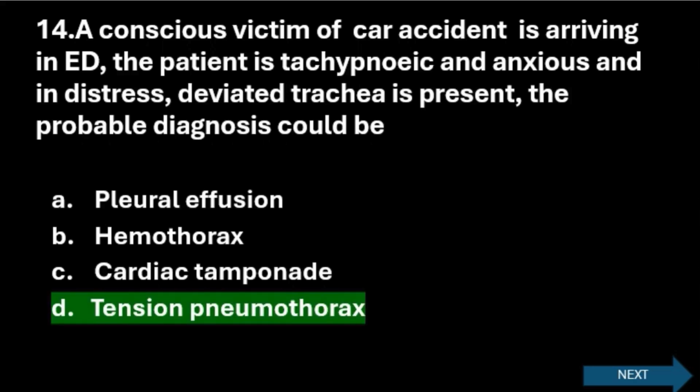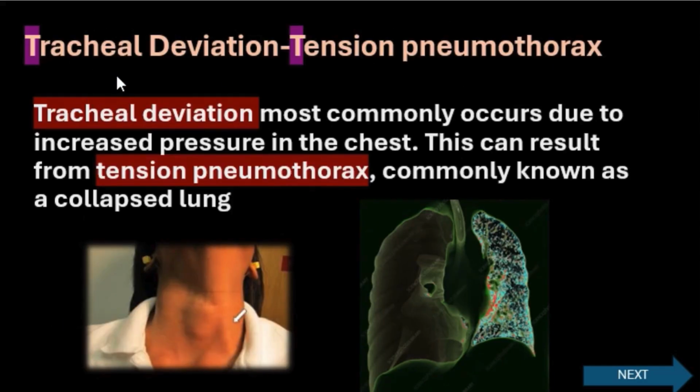Tracheal deviation is related to tension pneumothorax. T and T is highlighted as a memory tip. Tracheal deviation most commonly occurs due to increased pressure in the chest. This can result from tension pneumothorax. You can see the deviated trachea here and tension pneumothorax, commonly known as collapsed lung.